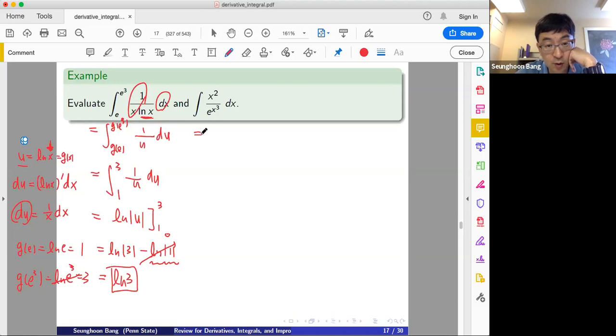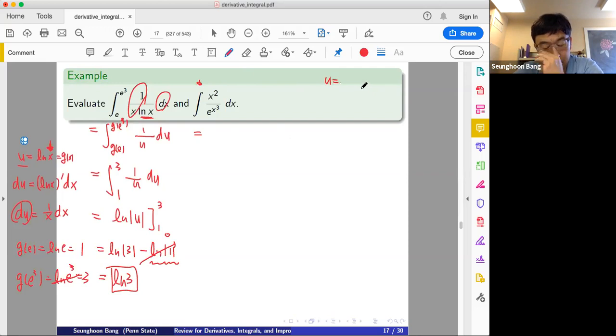The next one. Which method do you want to use? The integral of x squared over e to the x cubed. What kind of method do you want to use? The integration formulas, u-substitution, integration by parts, trigonometric substitution, or partial fractions? Yeah, also u-substitution. What's u?